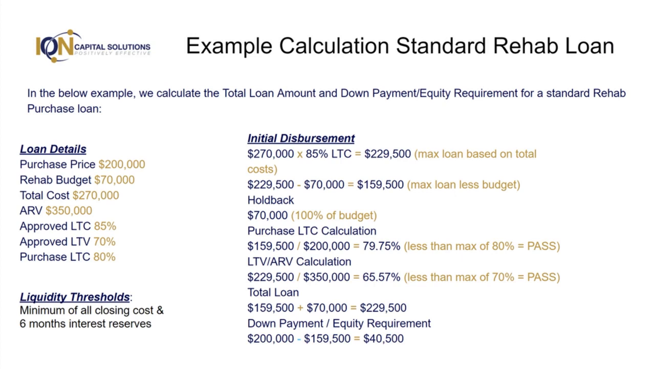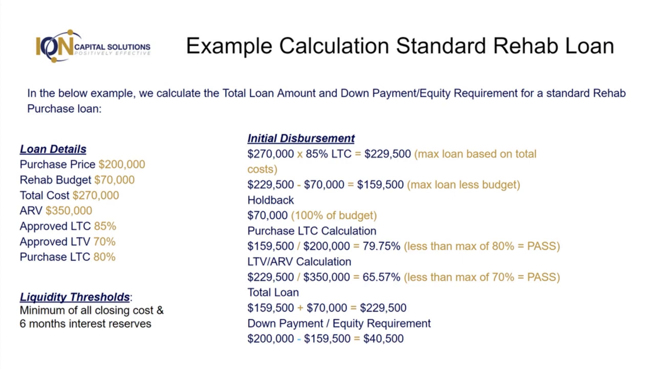Then from that 229, the bank always holds in escrow 100% of the rehab budget. So 229 minus 70 is 159. When we look at 159 divided by the 200 sale price, we see that it falls within the 80% bracket. When we look at the LTV ARV calculation, 229 divided by 350, we see we're at 65%. So when we look at this overall equation, we know that this will be a green light on either side of the lender's equation, because the 229 loan amount is supported both by the cost estimate of the work and the after repair value.